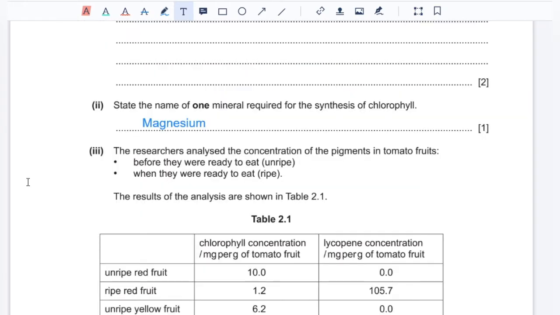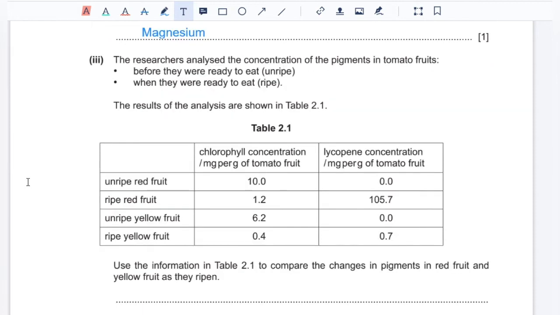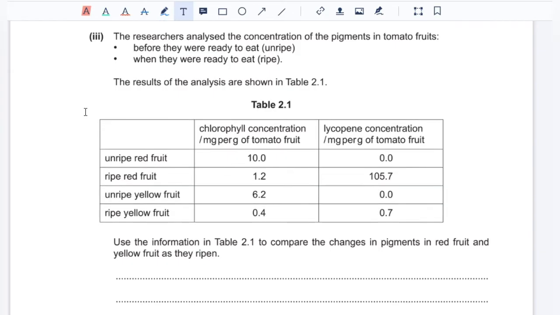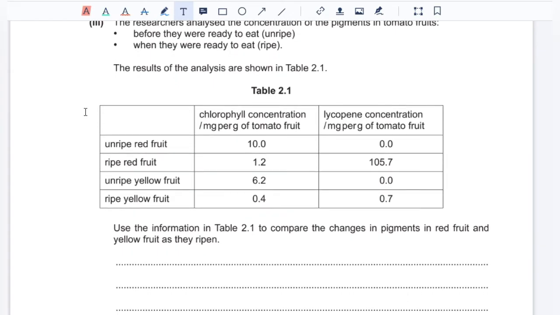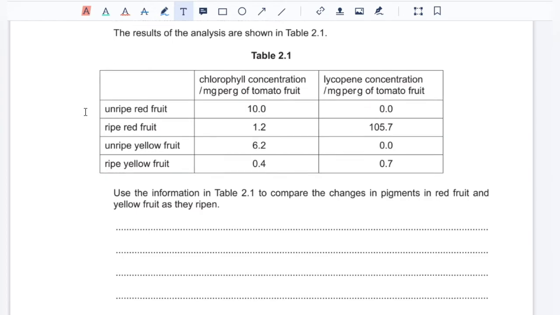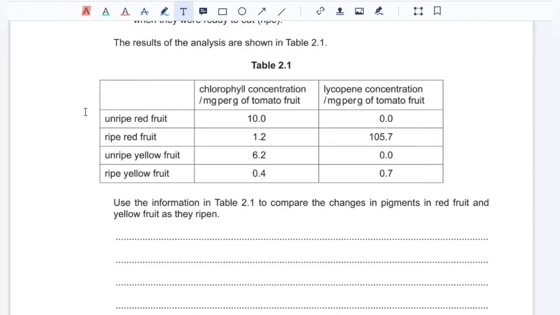3. The researchers analyzed the concentration of pigments in tomato fruits before they were ready to eat, or unripe, and during the second stage when they were ready to eat, or ripe. The results of the analysis are shown in table 2.1. Use information in table 2.1 to compare the changes in pigments in red fruit and yellow fruit as they ripen. This question is of 3 marks.